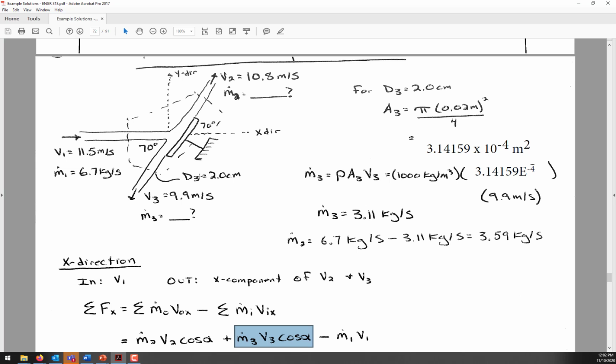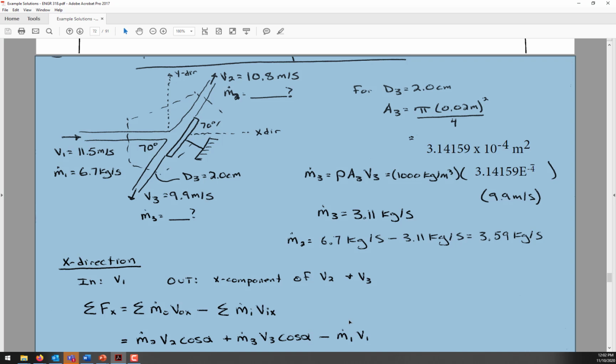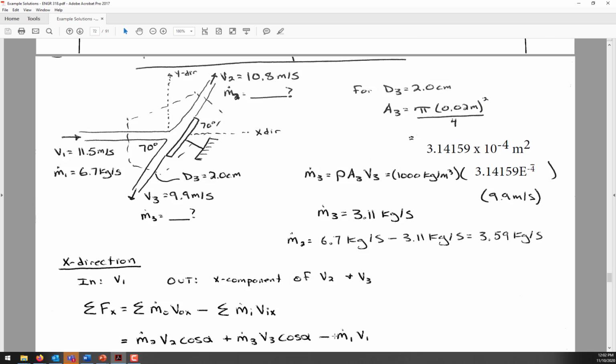Now, the stream at 3 is to the left, so we need to pay special attention that when we substitute in the magnitude of the velocity at 3, we use minus 9.9 meters per second, because it's moving in the opposite direction than our standard rightward convention. And then finally, the last term in this equation is subtracting out the mass flow rate at 1 multiplied by the velocity at 1.